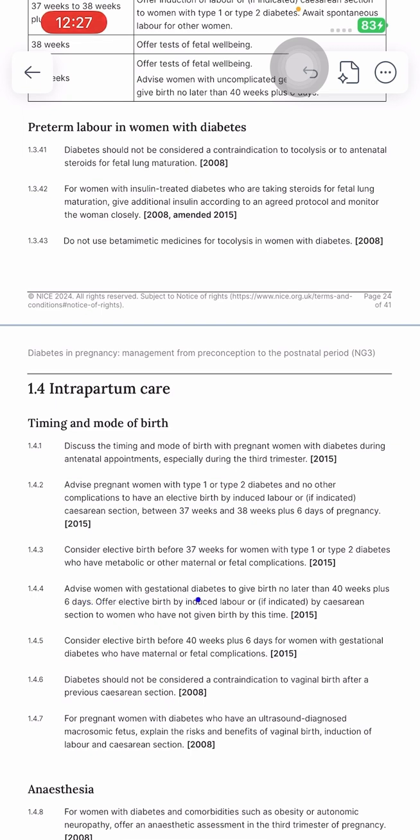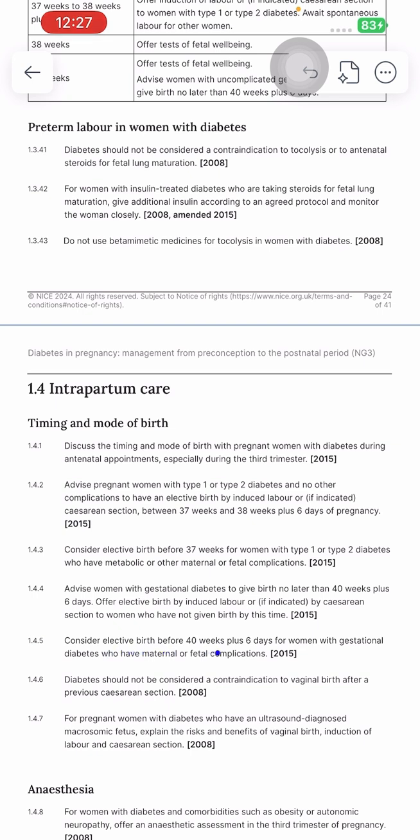Advise women with gestational diabetes to give birth no later than 40 plus 6 weeks. Offer elective birth by induced labor, or by cesarean if indicated, to women who have not given birth by this time. So for gestational diabetes mellitus you should not proceed beyond 40 plus 6. If the patient is not in labor at 40 plus 6 weeks, then you have to do something. If the CTG is normal, then you have to offer induction of labor.